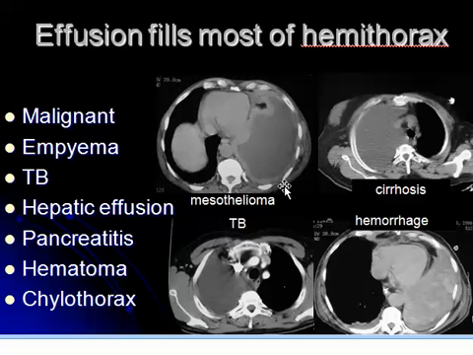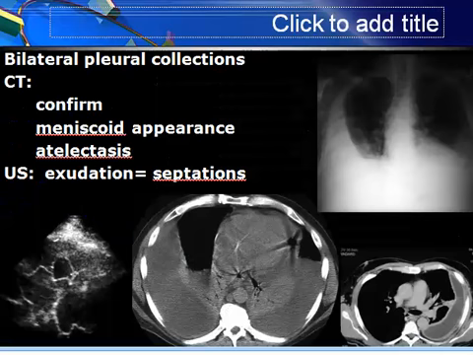So in this one, there is bossy thickening of the pleura, a case of mesothelioma. Here it is simple effusion due to cirrhosis, and here hypoproteinemia, and this one is due to infection, TB, and this one is due to hemorrhage, and you can easily see the heterogeneous density within the collection due to blood. Bilateral pleural collection, CT will confirm.